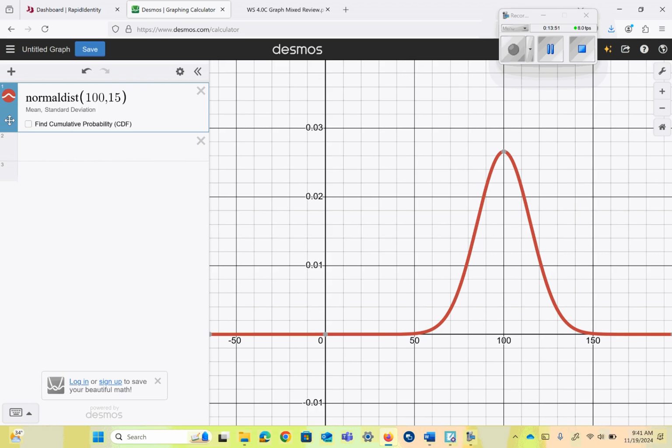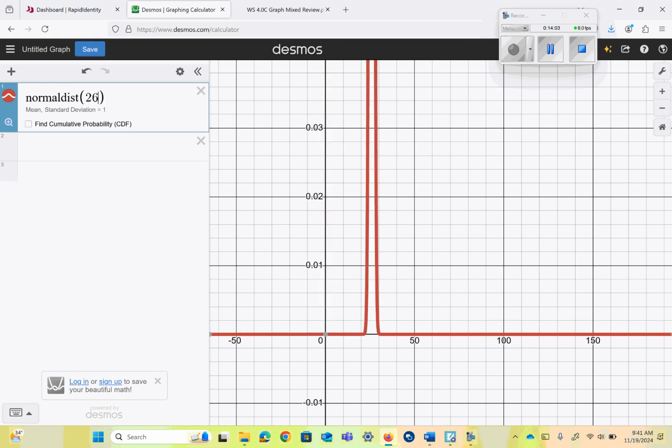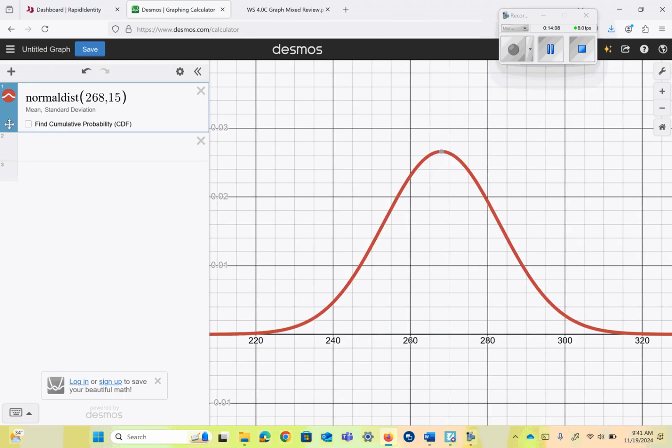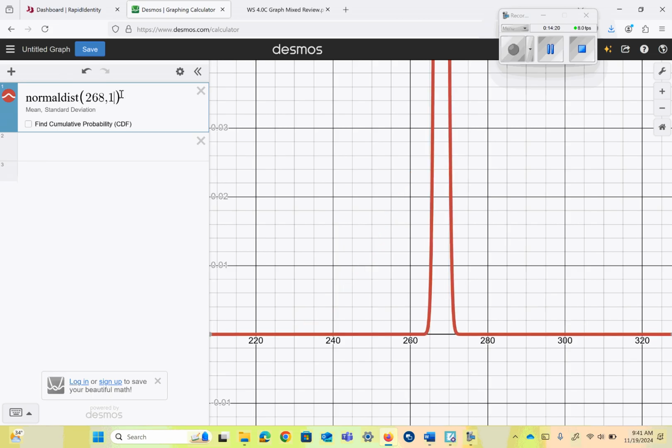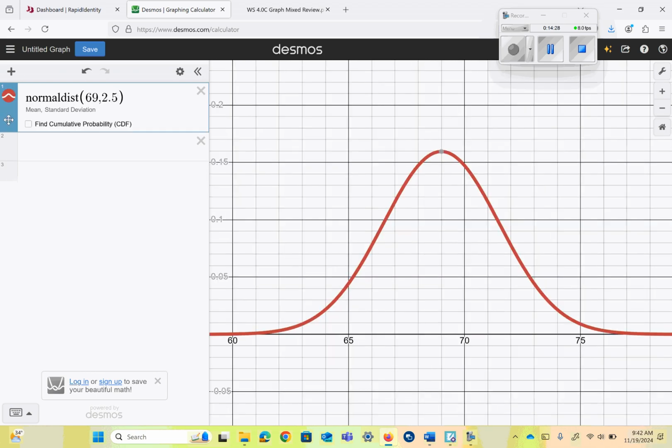If it says lengths of typical pregnancies are normally distributed with a mean of 268 days and a standard deviation of 15 days, again you just plug in the mean, the first number, so 268, 15. It doesn't really show up yet, so you hit the plus. There's your distribution of pregnancies. Heights of U.S. males are normally distributed with a mean of 69 and a standard deviation of 2.5. So just know when you're doing this, you're not dealing with the z-scores, you're actually dealing with the actual values. So 69, 2.5. There's your distribution of the heights.